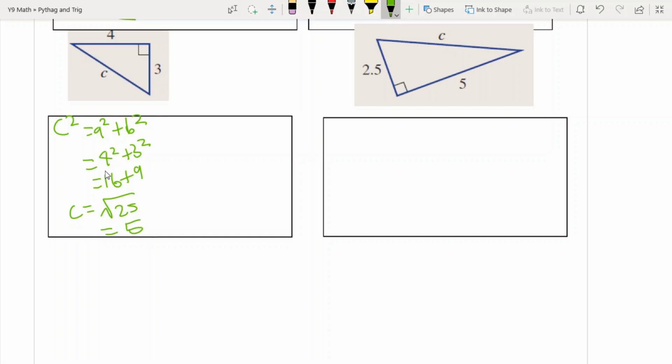Alright, and the last one, I'll substitute the values straight in now. C squared equals 2.5 squared plus 5 squared. Pop those values into the calculator, and that gives us 31.25.